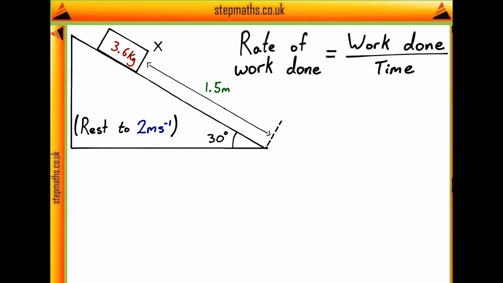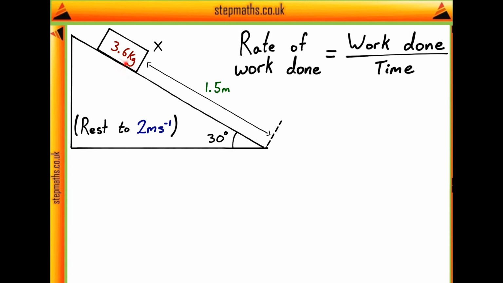So really what we're trying to find is the power of the frictional force acting against the block as it slides down the slope. And to find this, we're going to need to find the work done by friction and the time that it does this work over. So how are we going to find the work done? Well, the work done is just the energy which is dissipated by the frictional forces. So how about we think about the energy changes which are occurring in this scenario?